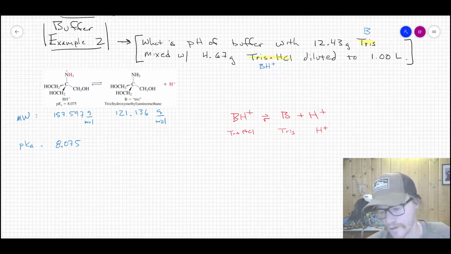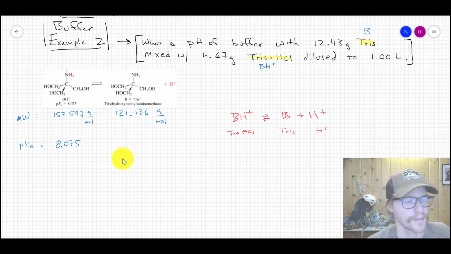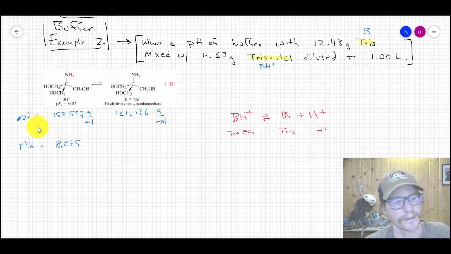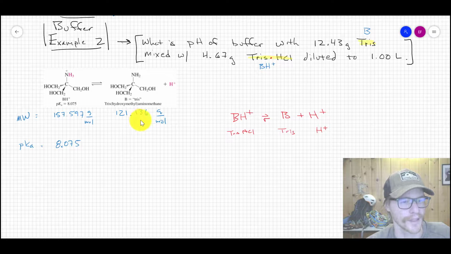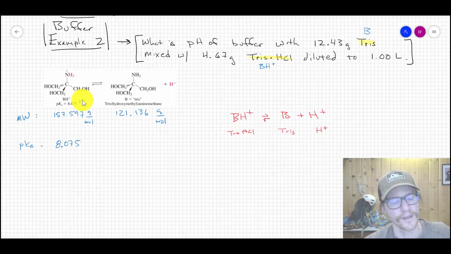Okay, so I just tossed in some values for you so you don't have to look them up. So we've got the molecular weight of the tris HCl. That includes the mass of the chloride plus the mass of the proton, the HCl. So it's really tris plus the mass of HCl. That gives us 157.597, and then the mass of just tris, which is 121.136 grams per mole. We're also given the pKa, which we can just look up: 8.075.